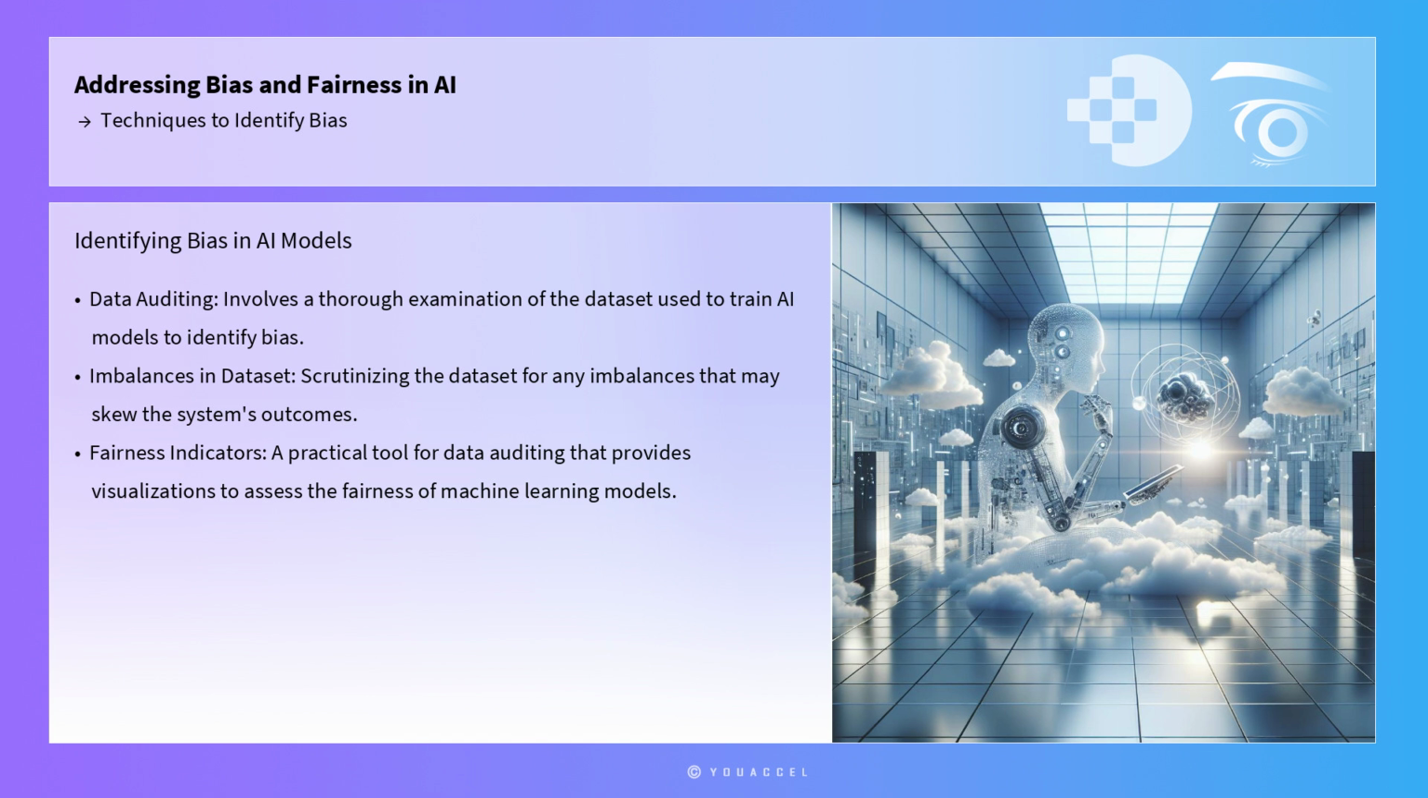One fundamental technique to identify bias is data auditing. Data auditing involves a thorough examination of the dataset used to train AI models. This process requires scrutinizing the dataset for any imbalances that may skew the system's outcomes. For instance, if a facial recognition system is primarily trained on images of lighter-skinned individuals, it may yield inaccurate results for darker-skinned individuals. A practical tool for data auditing is the open-source library Fairness Indicators, which provides visualizations to assess the fairness of machine learning models. By using such tools, practitioners can pinpoint specific areas where data may be inadvertently introducing bias.